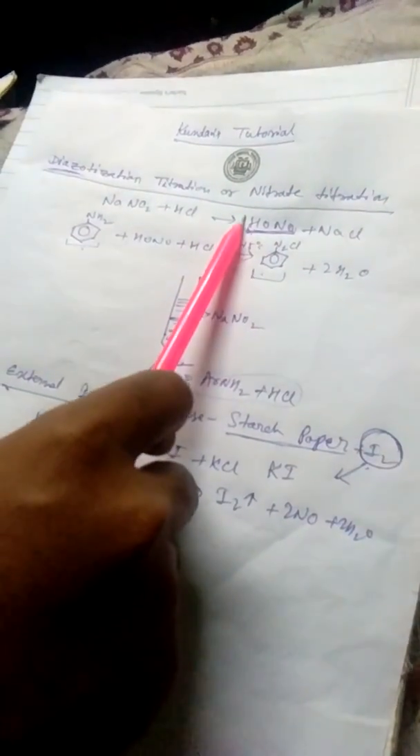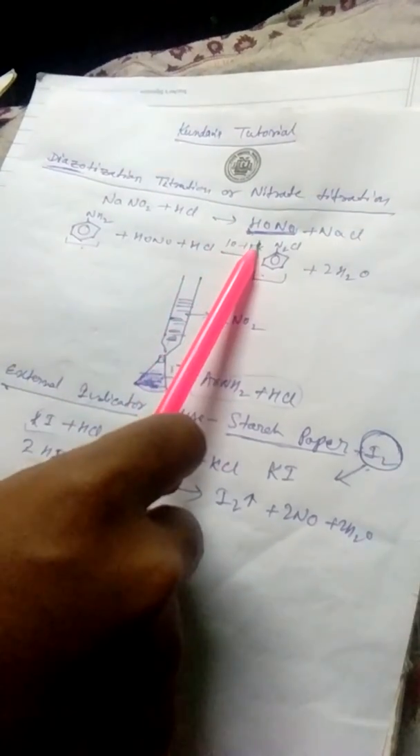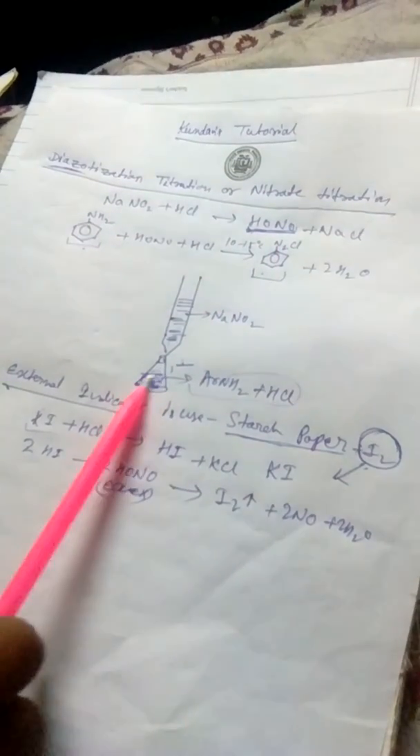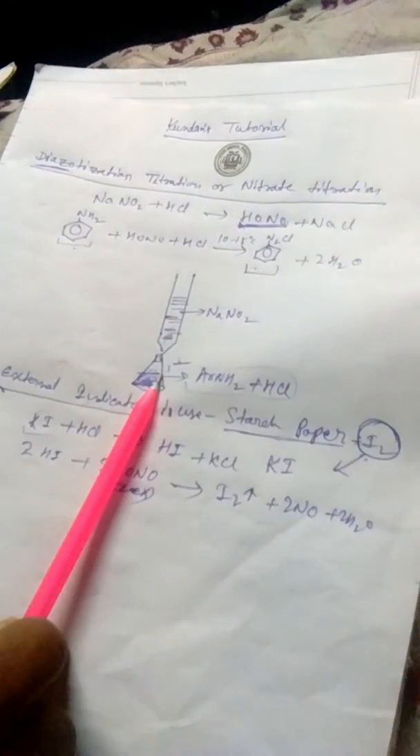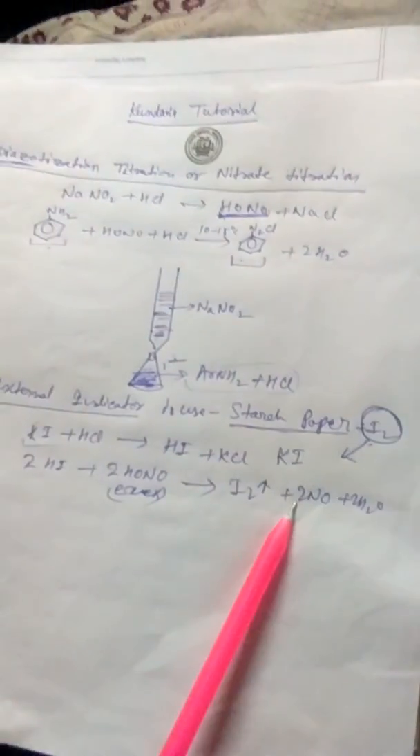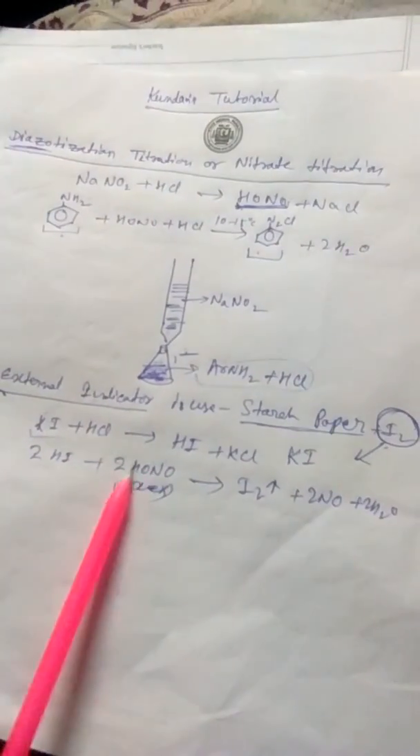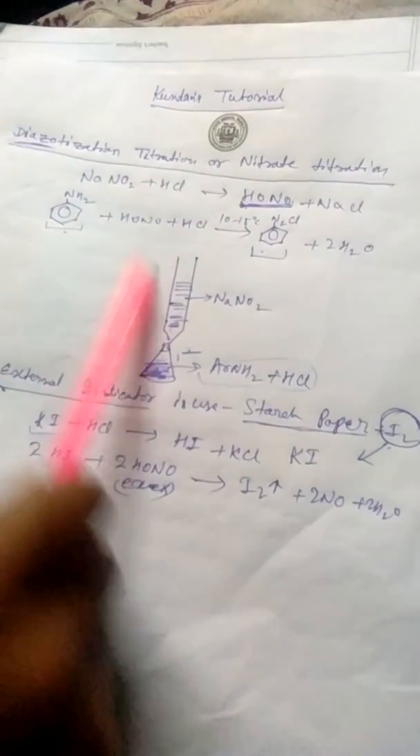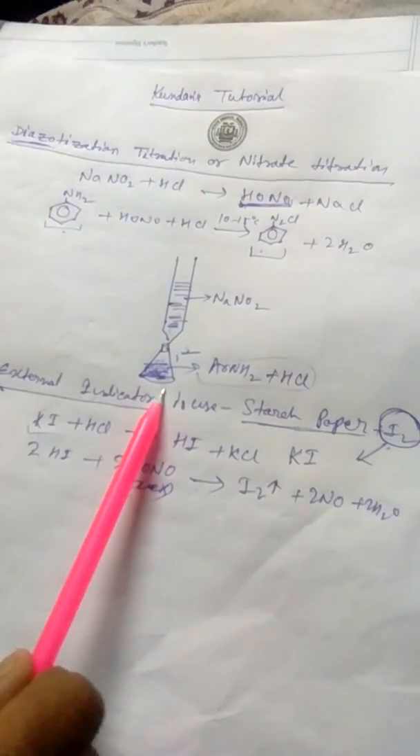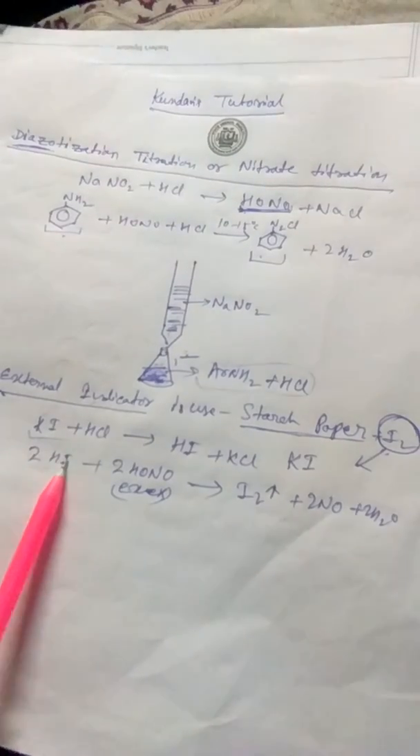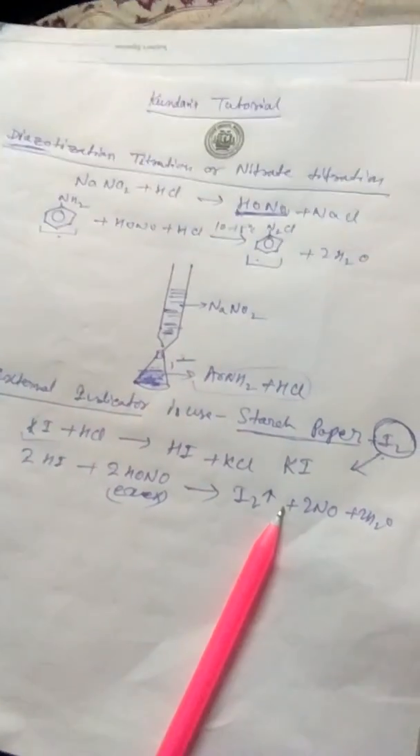So there will be excess HONO. This excess HONO present in that solution after the end point will react with the hydrogen iodide solution to give the end point. That means only at the end point we will get the excess HONO, because that one is not participating in this reaction, and this excess HONO reacts with HI to produce iodine.